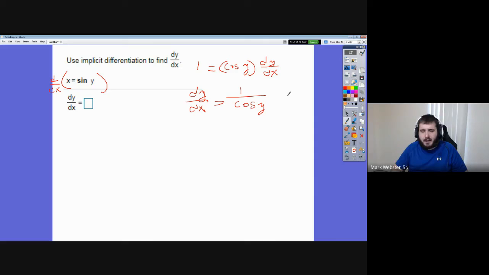cosine of y. And if you're feeling particularly frisky about it, you can rewrite this as secant of y. So if you've got x equals the sine of y, you take the derivative with respect to x, and you end up with the secant of y. That's what it is. All right. See, very simple things.